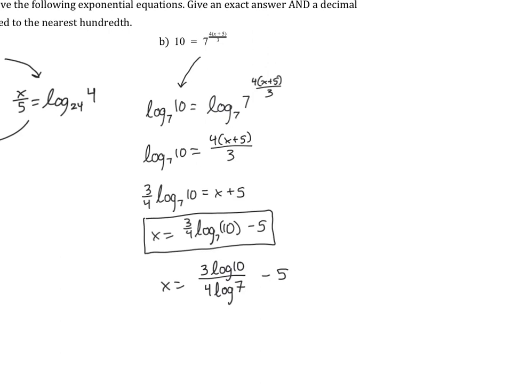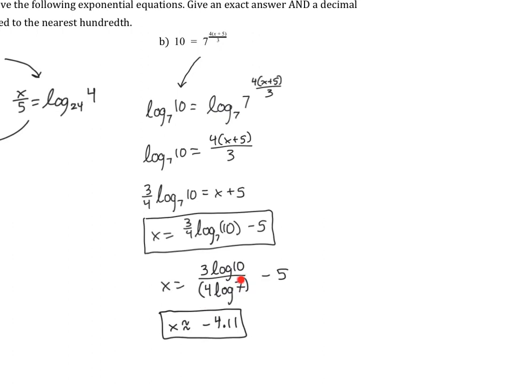Okay, and if we round it to the nearest hundredths, we should get approximately negative 4.11. Again, when you're plugging this into your calculator, make sure you're grouping things appropriately, especially the denominator. You do need to have parentheses around this entire thing.